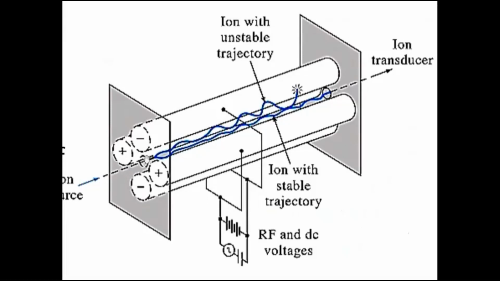There is a small aperture over here. From here ions enter, and depending on their mass and the frequency with which the rods are changing their potential, they will travel between the gaps of these four rods. Suppose the frequency is comparatively lower. Now you need to try to imagine the frequency is comparatively lower.